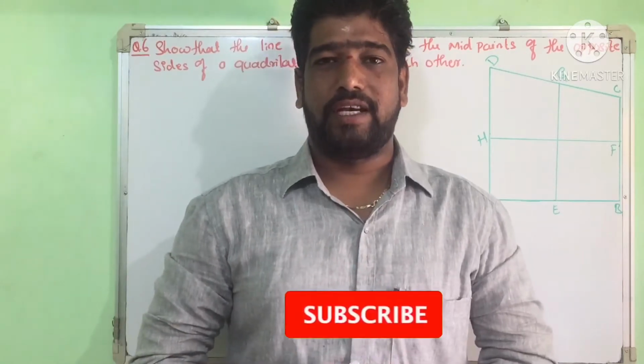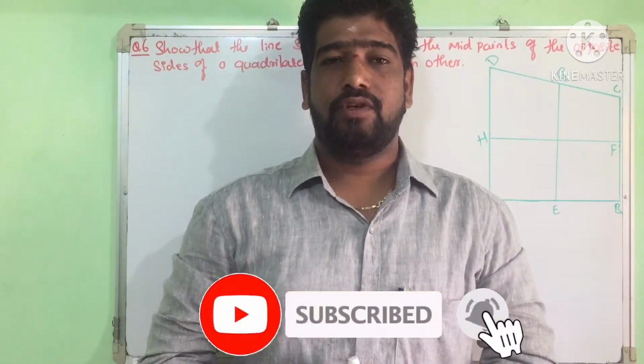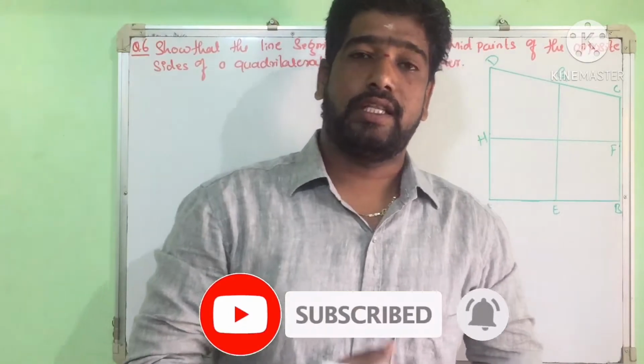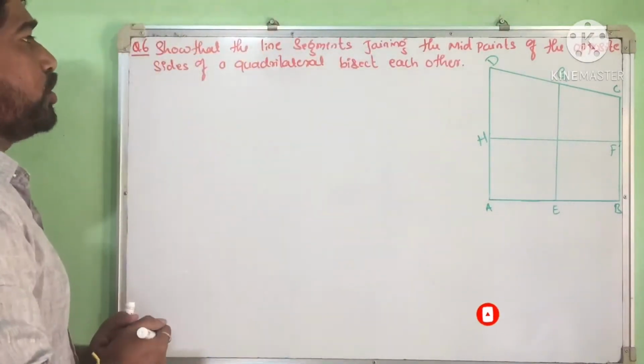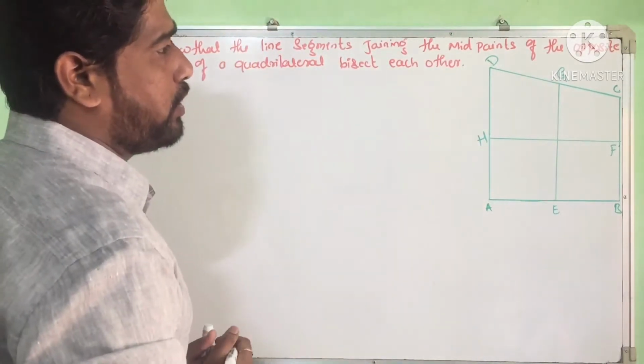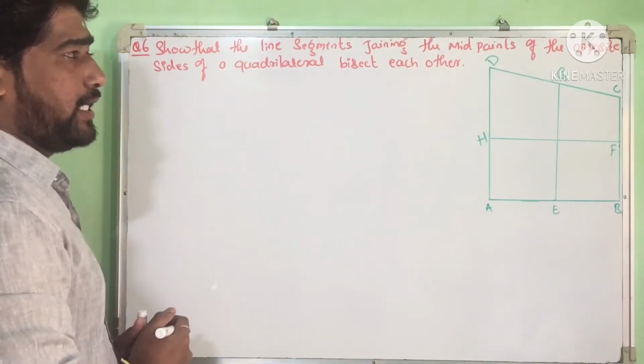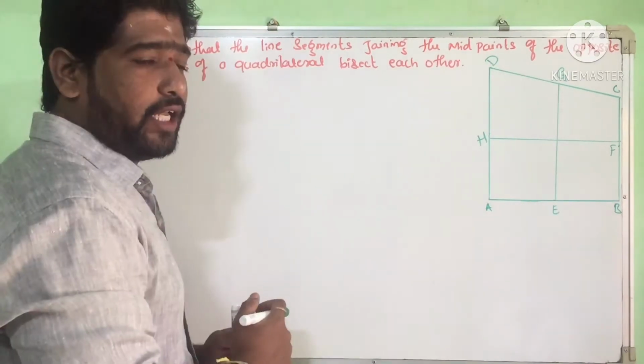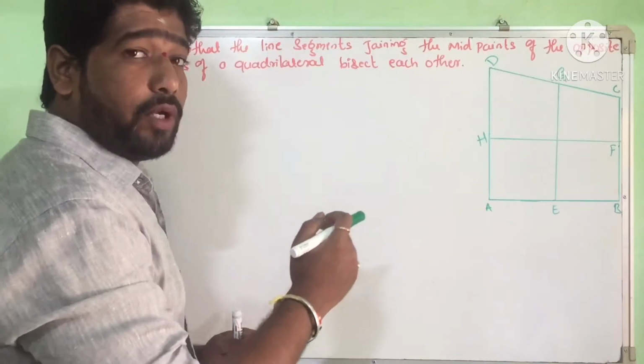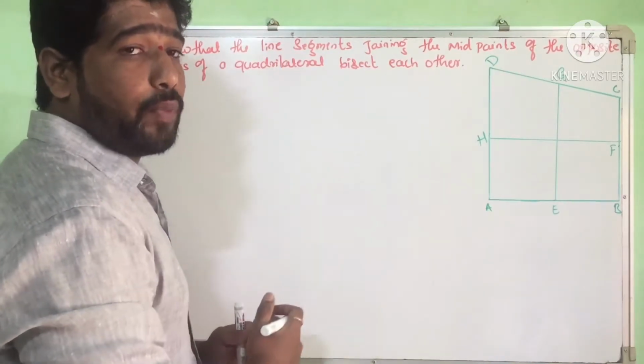Hi, welcome back students. We are discussing quadrilateral exercise point 2. So today's section I am going to discuss the sixth problem, that is: show that the line segments joining the midpoints of opposite sides of a quadrilateral bisect each other. So here the line segment joining the midpoints of opposite sides of a quadrilateral.